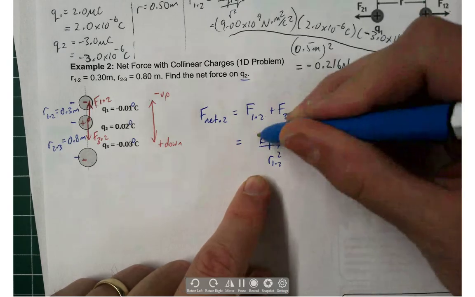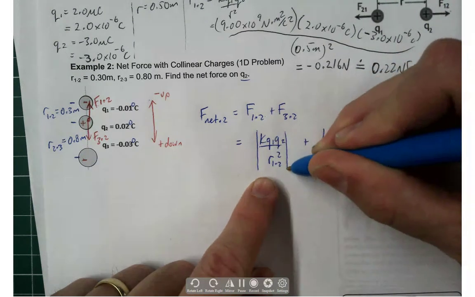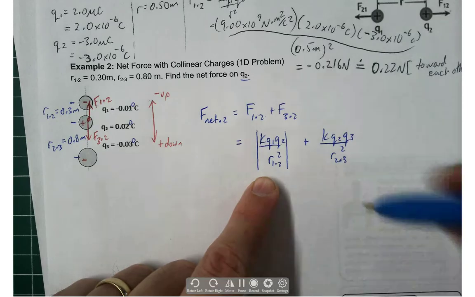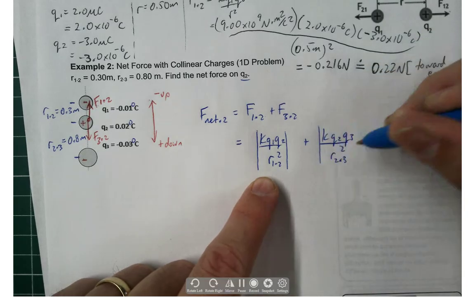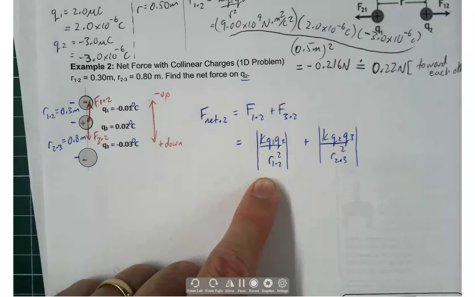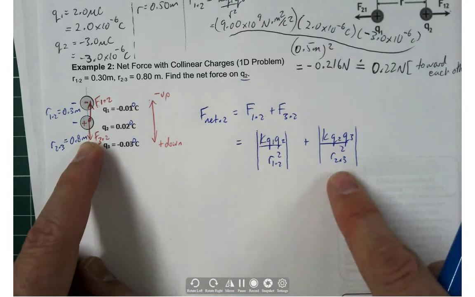So I said this once before, that if I have a positive times a negative charge, it's always going to generate a negative answer. The negative answer just means that those charges are attracting. So what I'd like to do in terms of my free body diagram is find the absolute value of those two forces.